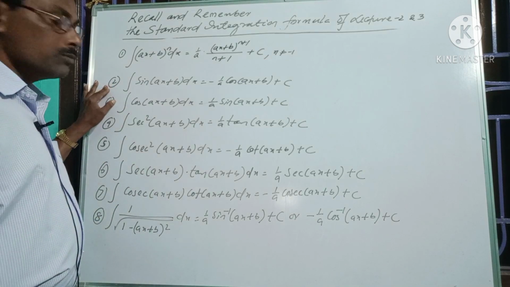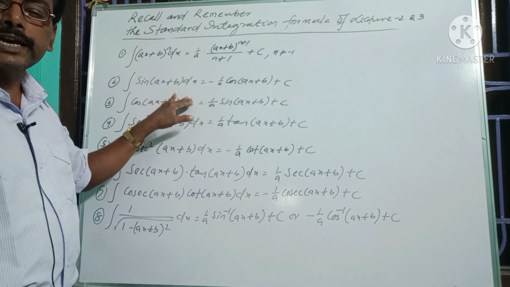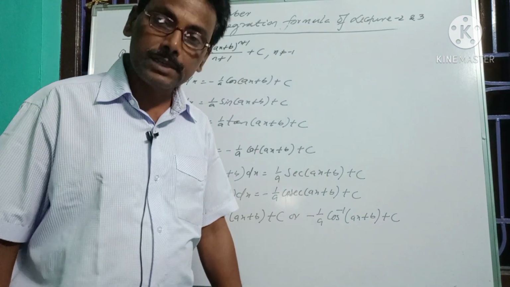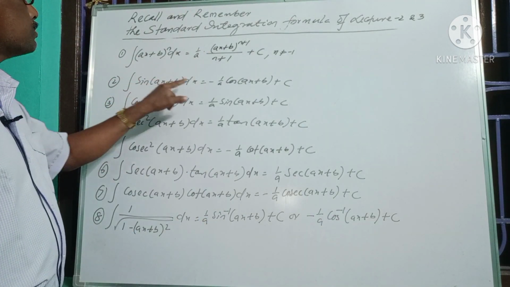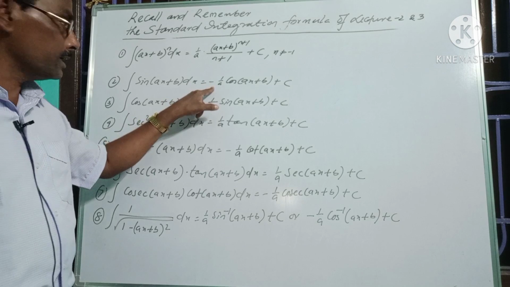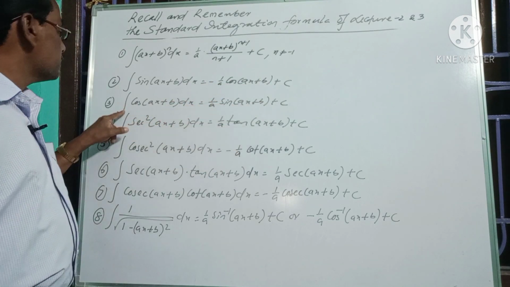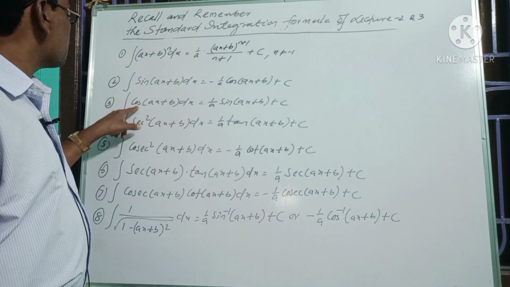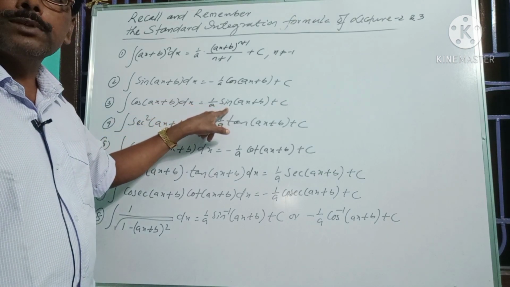Then in the second we have derived integration of sine of (ax plus b) with respect to x. So sine of (ax plus b) is a composite function of a trigonometric function and an algebraic or linear function. Integration of sine of (ax plus b) with respect to x is equal to minus 1 by a cos of (ax plus b) plus c. Then in the third we have derived integration of cos of (ax plus b) with respect to x, which is equal to 1 by a sine of (ax plus b) plus c.